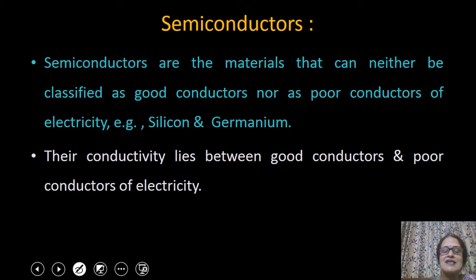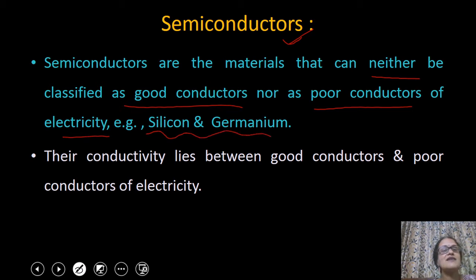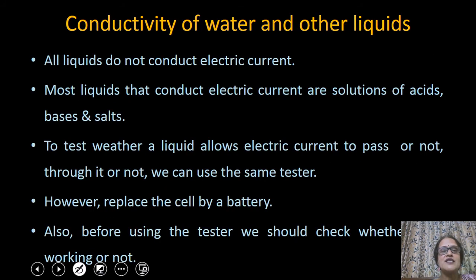Now the third category is semiconductors. So what are semiconductors? Semiconductors are the materials that can neither be classified as good conductors nor as poor conductors of electricity. For example, silicon and germanium. So what about their conductivity? Their conductivity lies between good conductors and poor conductors of electricity. So I hope all these points are clear to you.